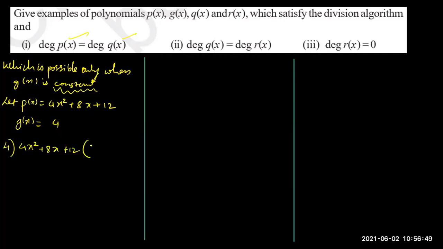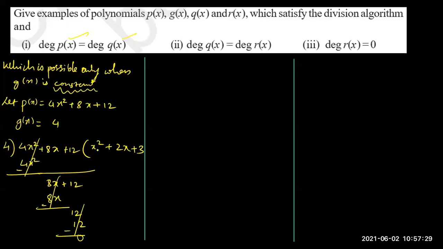So 4 into x square, that is 4x square. So minus terms will get cancelled. Then next term plus 8x, 8x plus 12. Then 4 2s are 8, 4 into 2 into x. So 8x, minus cancelled. Then 12, again minus, then 0 you got here.